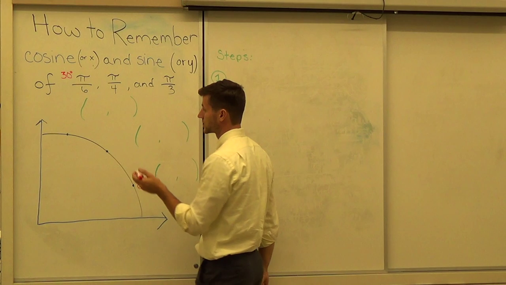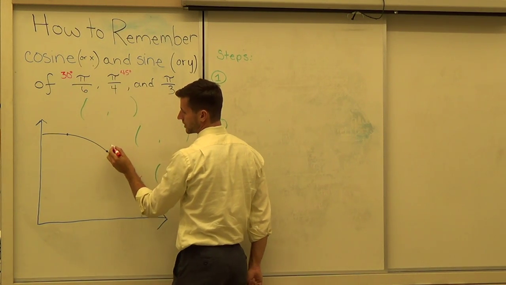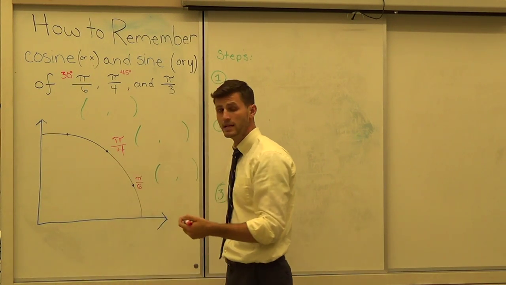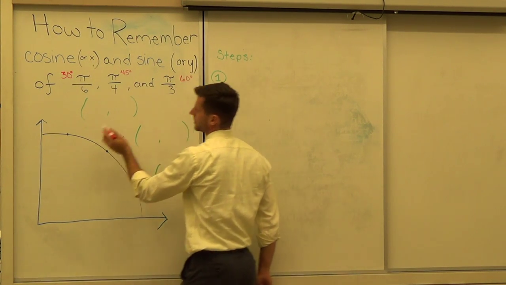Pi over 4 is equivalent to 45 degrees. I'll label it here in the middle, pi over 4. And pi over 3 is equal to 60 degrees. I'll label it here.